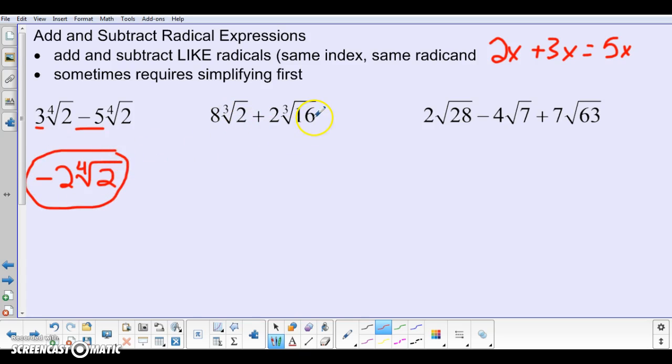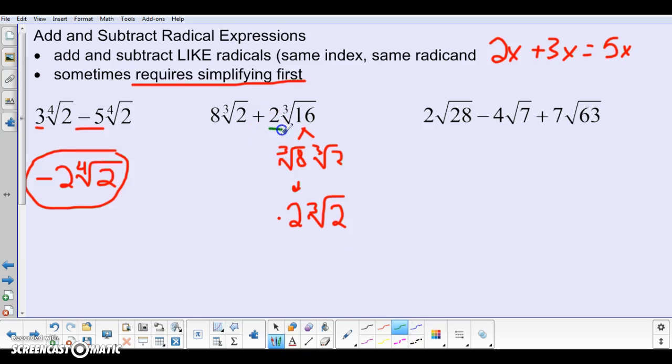Now, sometimes I look at them and I don't see like radicals, but maybe simplifying first would give me like radicals. Cube root of 2 is good to go because there's no perfect cube factor other than 1 that goes into 2. But then I've got the cube root of 16. Well, the cube root of 16 is the same thing as the cube root of 8 times the cube root of 2. And I picked 8 because it's a perfect cube. So that expression would turn into 2 times the cube root of 2. Now I multiply that by the 2 that I already had in front, just here. So really it's going to be 4 times the cube root of 2. That's the value of that expression.